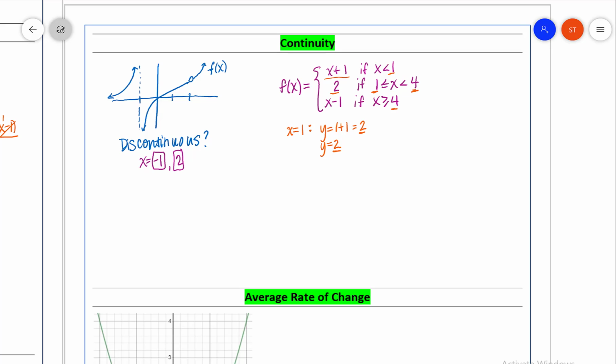And then for the second part, what if x is equal to 4? Well, if x is equal to 4, looking at the second part of this, we have y is equal to 2. And if x is equal to 4 in the third line segment, we have y is equal to 4 minus 1, which is 3. Now, do you see how the 2 and the 3 do not match? And since these are not the same, that means that it is discontinuous at x equal to 4.